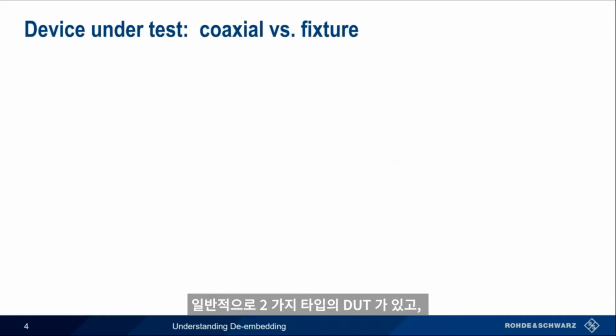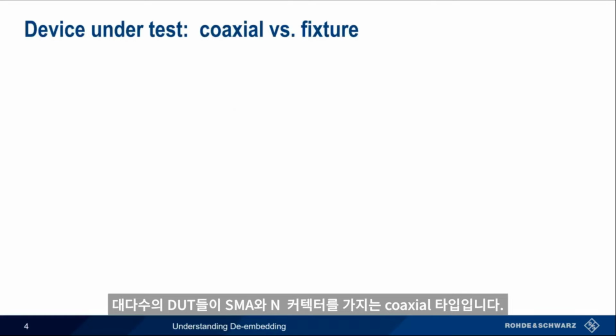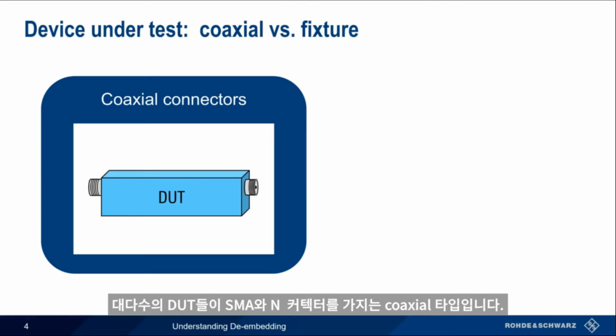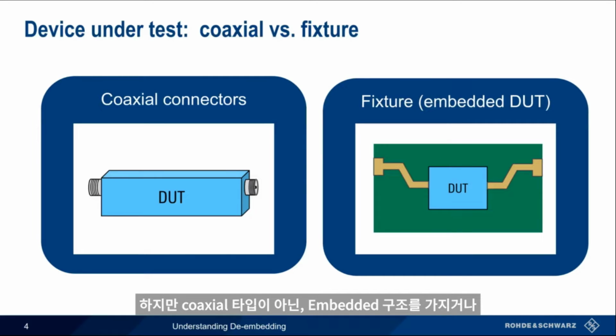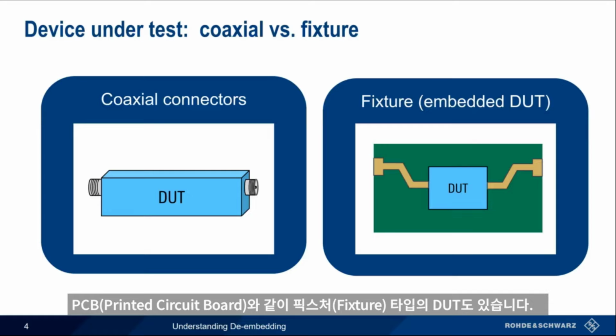Generally speaking, there are two different kinds of DUTs. Many DUTs have coaxial connectors, such as N or SMA-type connectors. But sometimes, DUTs are embedded within a structure or a fixture, for example, on a printed circuit board.